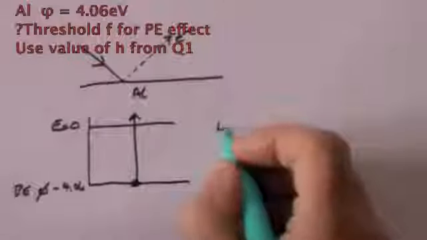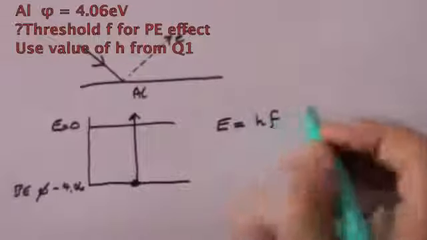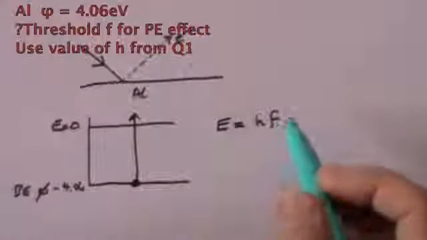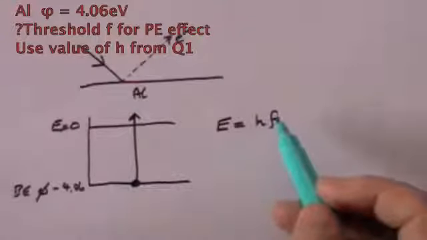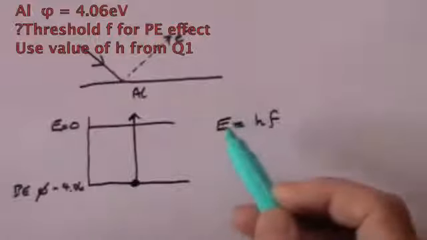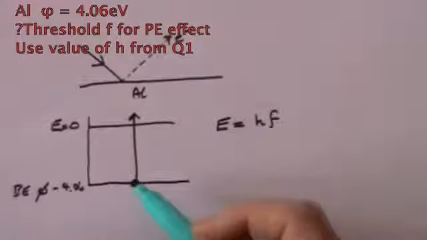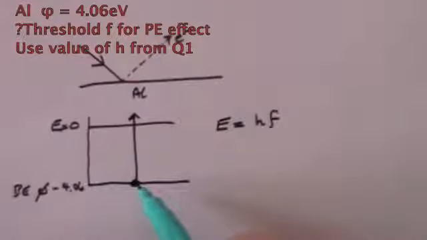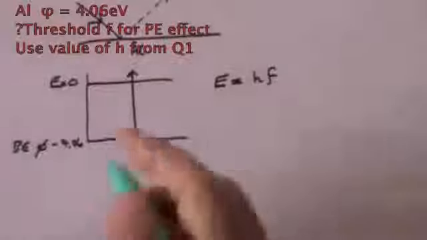And we know that E equals hf, where f is the frequency. So the question is, since h is a constant, what frequency do you need to get sufficient energy to kick the electron out? In other words, to give it 4.06 electron volts. Well, now it's just mathematics.